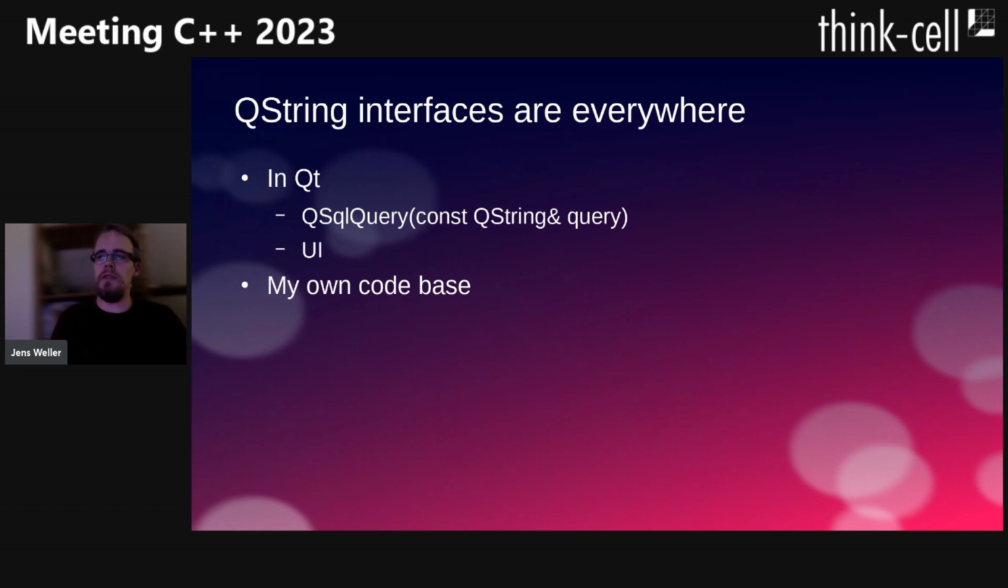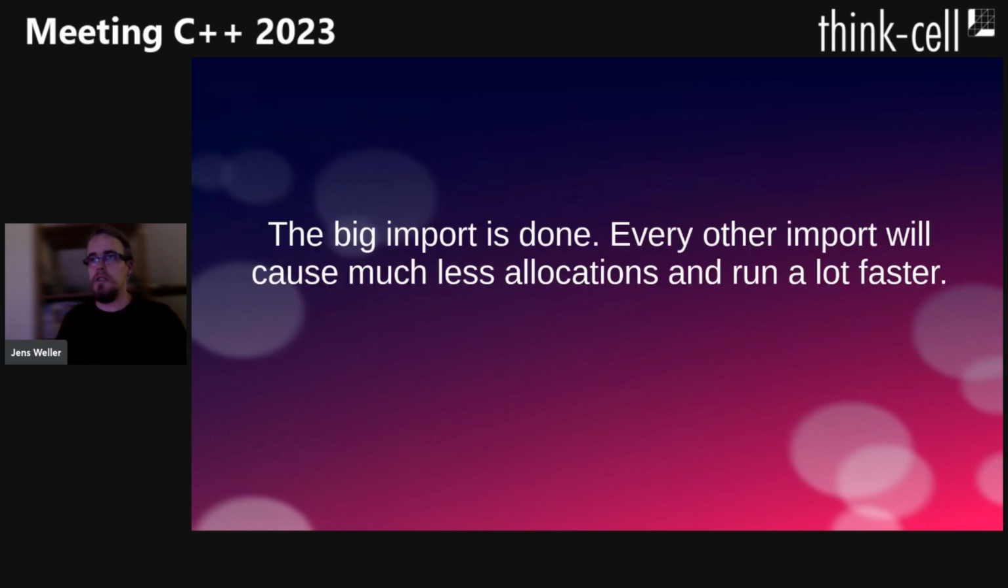So unfortunately, I could not get around those allocations, which in my case doesn't matter so much because it's not like running on a server costing me money in the cloud. It's just running locally, and I can go drink a coffee. So the big import is done, and also fine-tuning this. Every other import will cause much fewer allocations and run a lot faster, which was true.